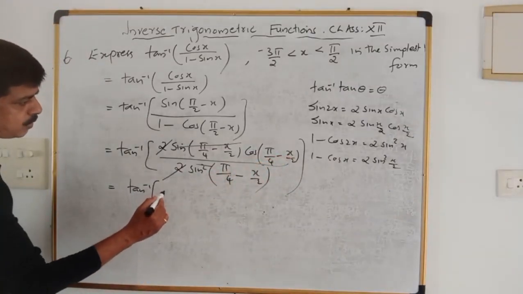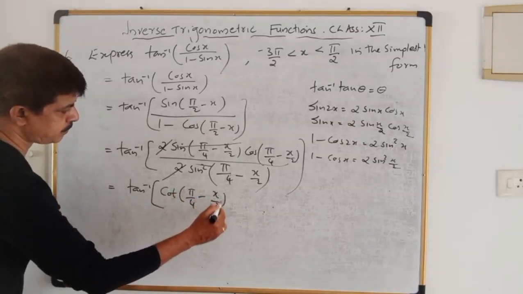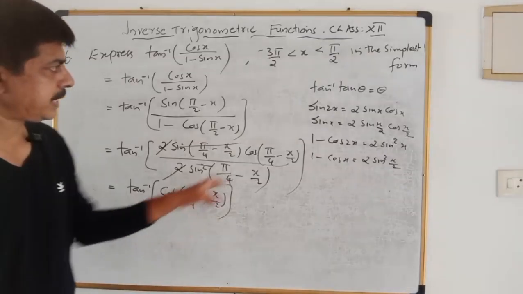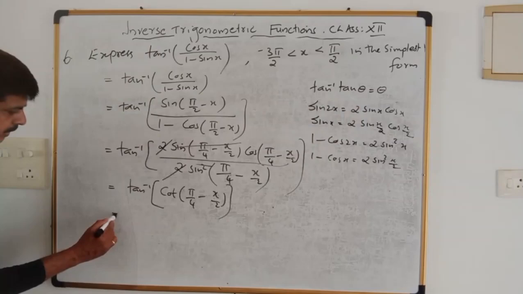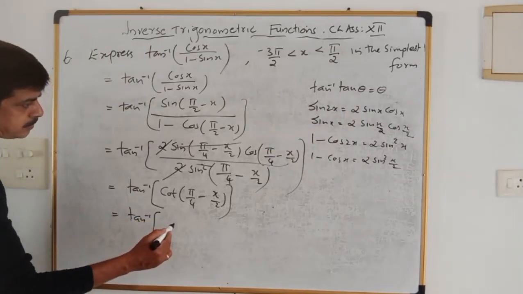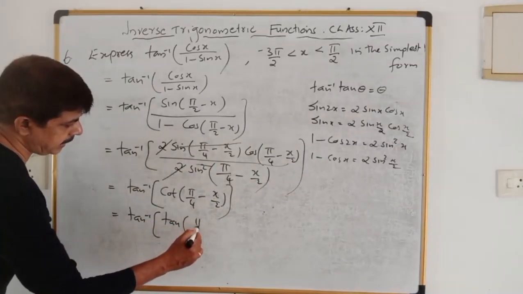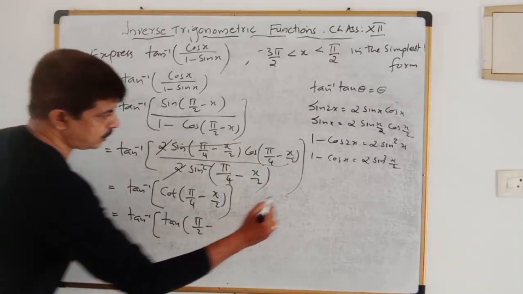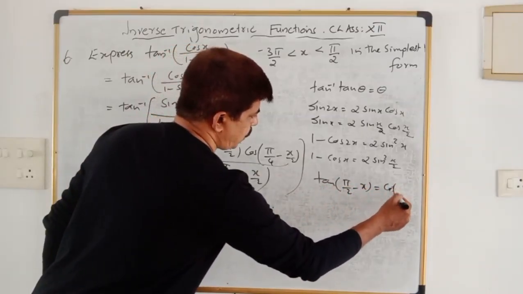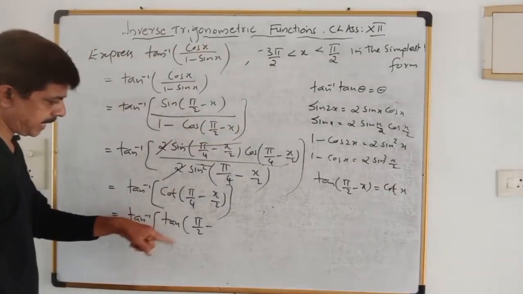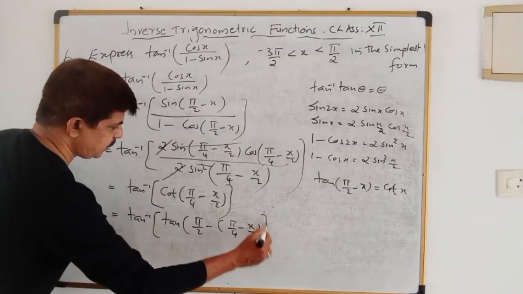What is cos by sin? Cos by sin is cot of pi by 4 minus x by 2. So again we have to express cot in terms of tan, so that we can simplify it easily. So tan inverse of cot. Again we can ask, what is cot x? Cot x we can express as tan of 90 minus x. We know that tan of 90 minus x we can write as cot x. So cot x can be expressed as tan of 90 minus x, here pi by 4 minus x by 2.